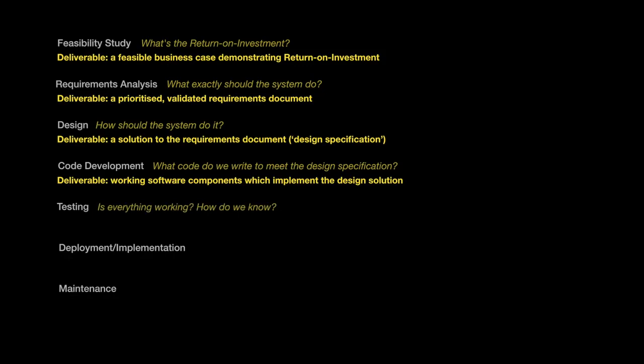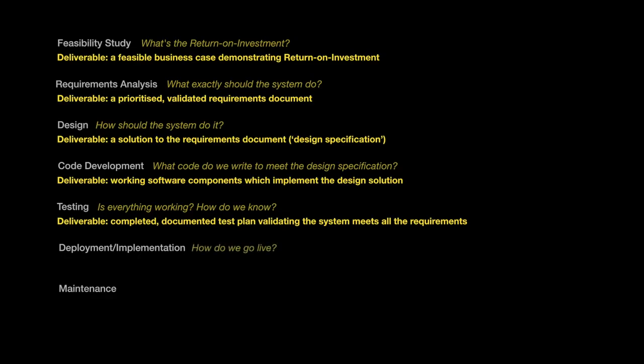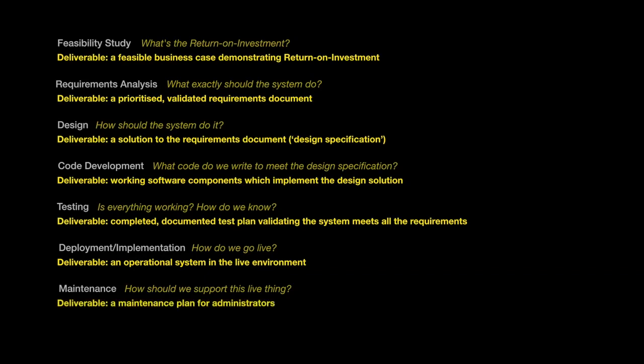So then testing asks, is everything definitely working and how do we know? And the deliverable answers that with a completed, documented test plan, validating that the system meets all of the requirements. Then the deployment and implementation phase says, how do we go live? And after producing a plan for that, the deliverable is simply an operational live system in the live environment. Then the maintenance phase asks, how should we support the thing now that it's live? And the deliverable is a maintenance plan for administrators.